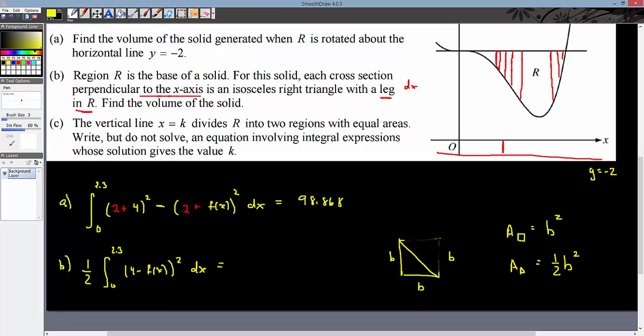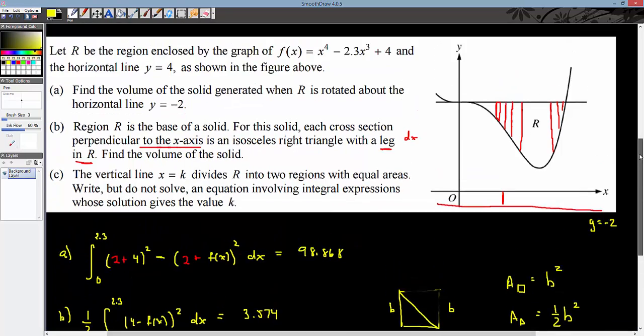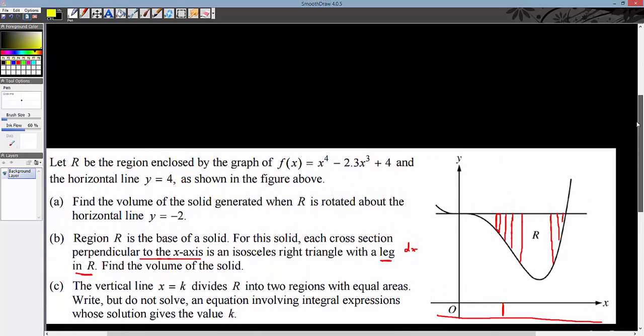So once you put that into your calculator, you will get 3.574. And I just realized that I pasted this problem into the wrong area of the screen, so I need to finish this at the top of the problem here. So the vertical line x equals k divides R into two regions with equal areas. Okay, so let me go ahead and just draw this out here. I don't really know where it's going to be, but I'll go ahead and just draw it right here. It says, write but do not solve an equation involving integral expressions whose solution gives you the value of k.